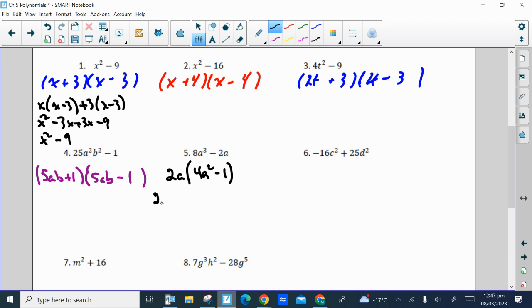And now, that binomial inside the brackets, that is difference of squares. By taking out a common factor of 2a, which you always look for first, we're left with difference of squares. The square root of 4a squared is 2a. The square root of 1 is 1. One's a plus, one's a minus. There's your factors.